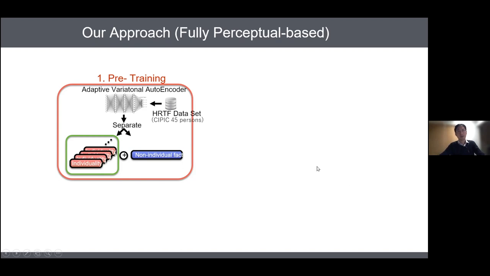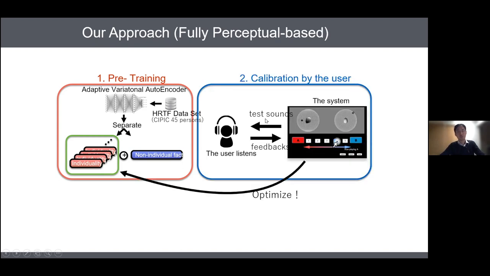Then a new user comes in, and we want to calibrate or customize this generic filter to this target user. To do this optimization, we do a Bayesian optimization kind of thing. This is again a parameter space search. The system provides some 3D sound to the user and the user gives feedback: this is better, this is worse, this is better, this is worse. We repeat this process many times, the system explores the parameter space, and eventually the user gets the best 3D sound filter. So that's the idea.